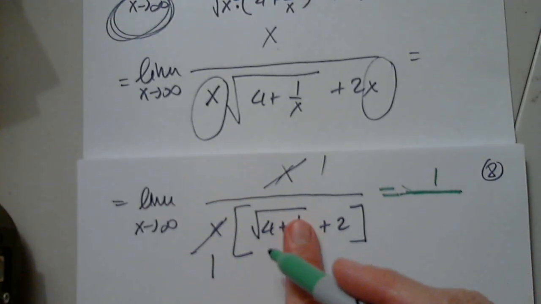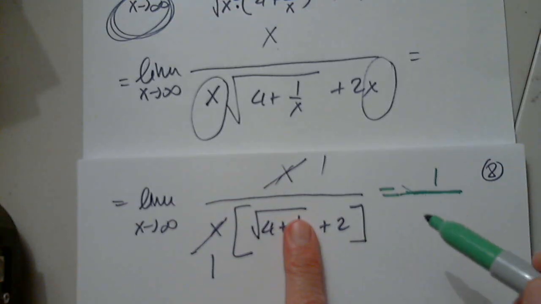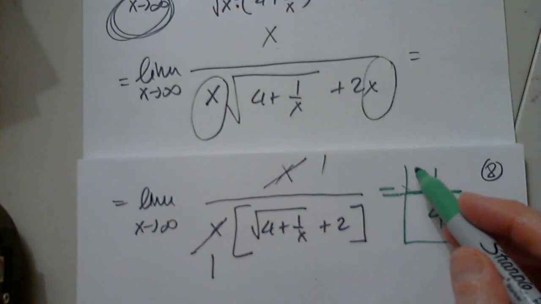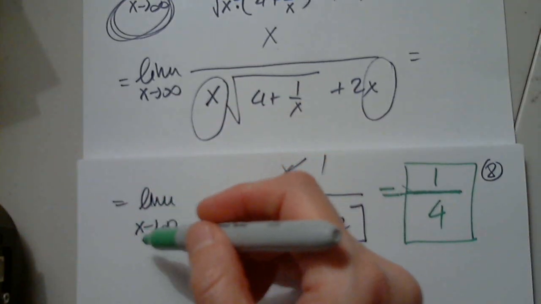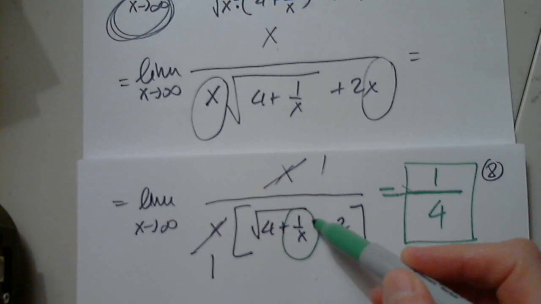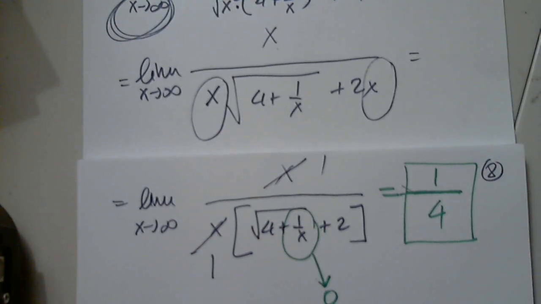The square root of 4, that's 2, plus 2 is 4. That's it. Because remember, the limit as x approaches infinity of 1 over x is 0. Remember, 1 over infinity: $1 divvied up to everybody on the planet. You're not going to get much.